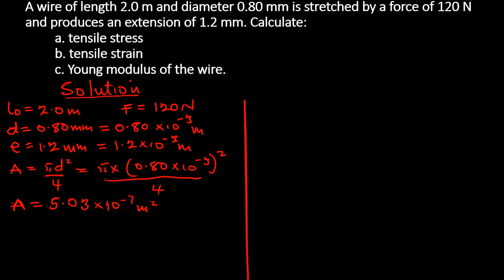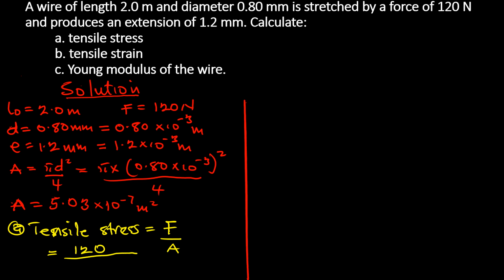So we can now calculate for the tensile stress. So A, the formula for calculating for the tensile stress. So tensile stress is equal to force, which is F, over area, which is A. So tensile stress will be equal to, you have the force to be 120 divided by the area, which is 5.03 times 10 to the power minus 7.